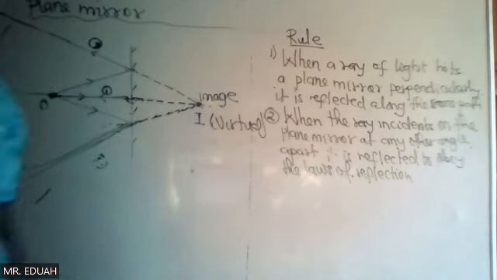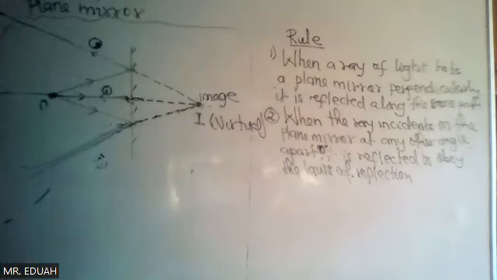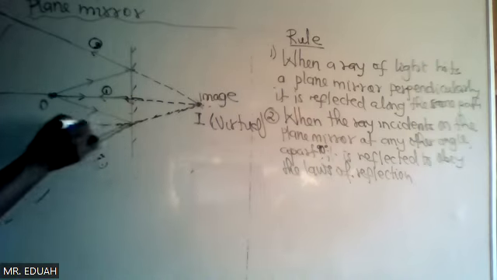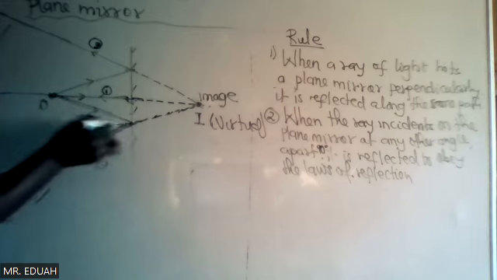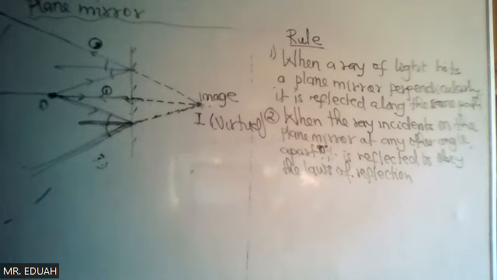When the ray is incident on the plane mirror at any angle apart from 90 degrees, it is reflected to obey the laws of reflection. And what are the laws of reflection? One, the incident ray, the reflected ray, and the normal all lie in the same plane. And two, the angle of incidence is equal to the angle of reflection. So when I draw the normal, the angles must be equal. We'll draw it properly.